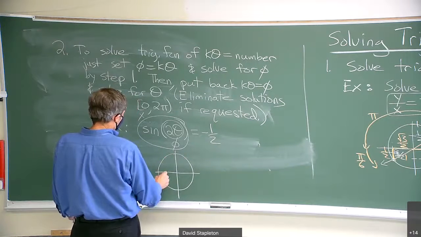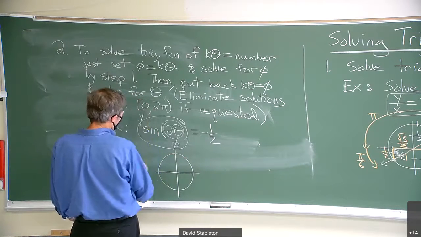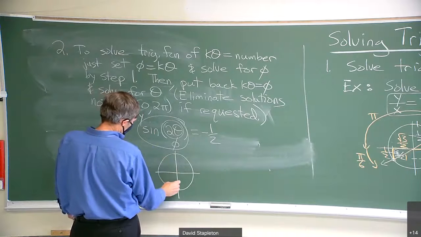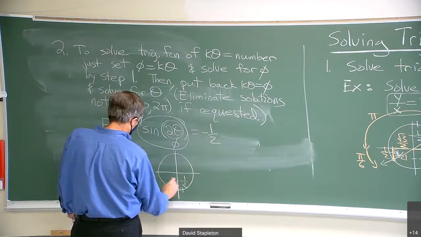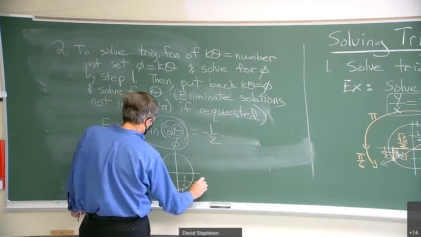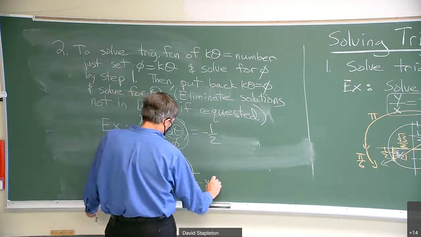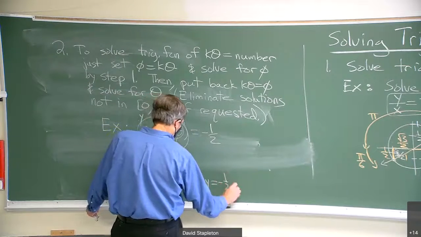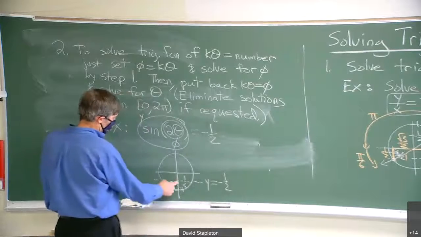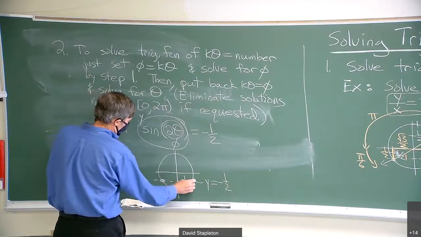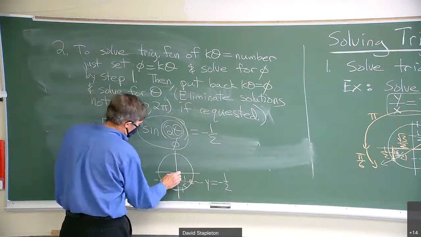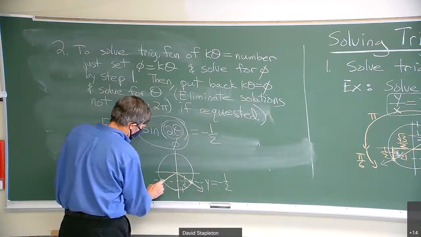So, I'm sorry, y coordinate in the circle. So minus a half is halfway to the bottom of the unit circle, right? The horizontal line is all coordinates y equals a number. Right? So here's the line of all y coordinates minus a half, going through this minus a half on the y-axis. It intersects the circle in exactly 2 points, so there's exactly 2 possible terminal rays.